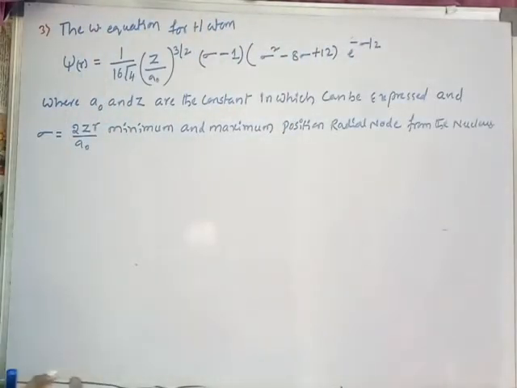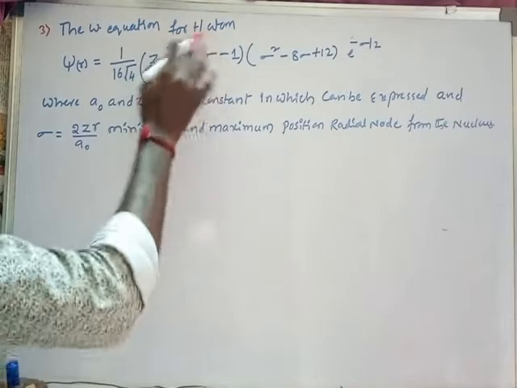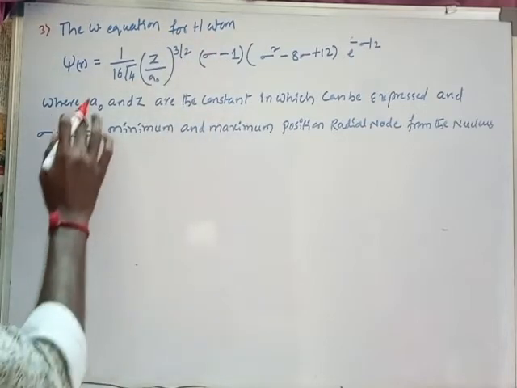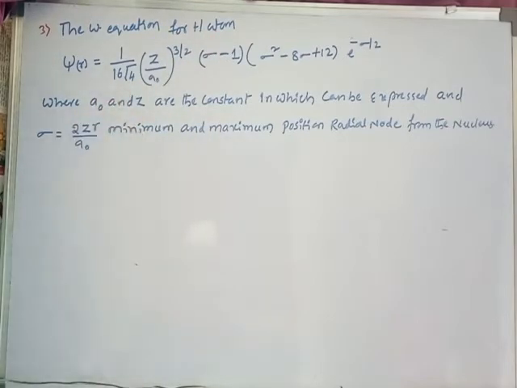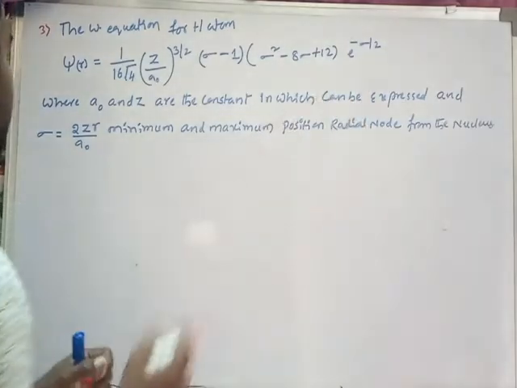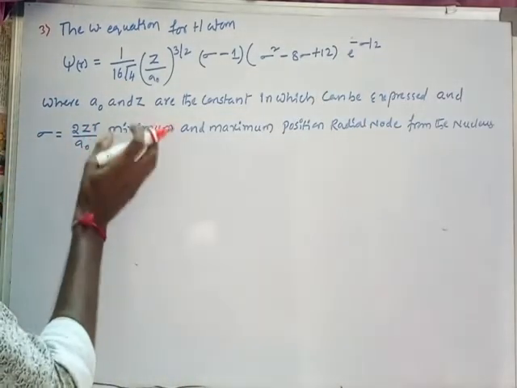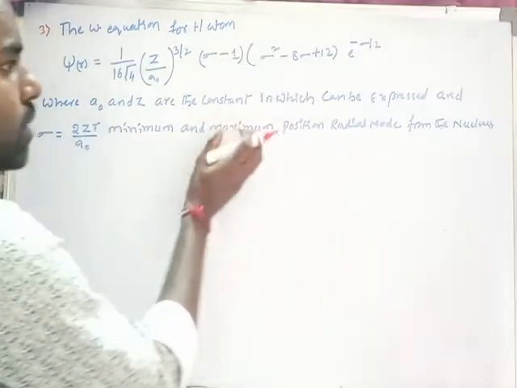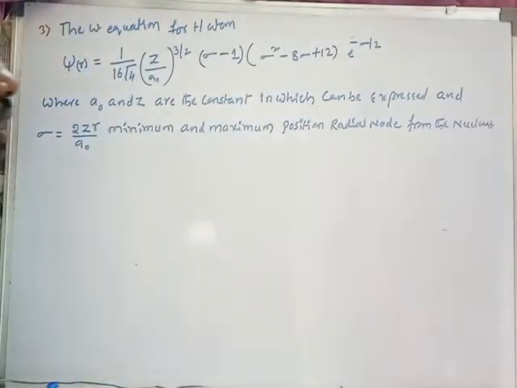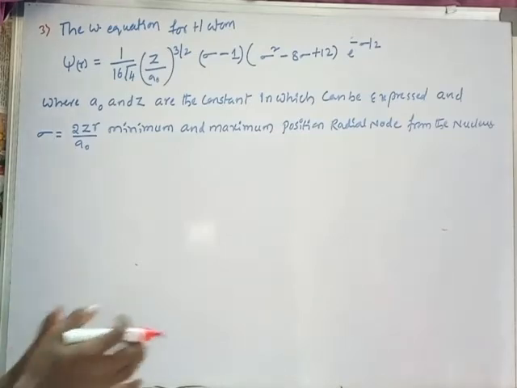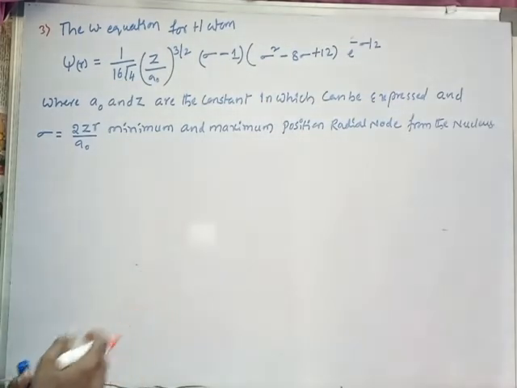So what they have given and what they are asking in this question: the wave equation for hydrogen atom. So this is the wave equation, where a0 and Z are the constants in the given expression, and sigma equal to 2Zr by a0. So they are asking the minimum and maximum position of radial node from the nucleus. So what is the minimum position of radial node from the nucleus and the maximum position of radial node from the nucleus, we need to calculate.